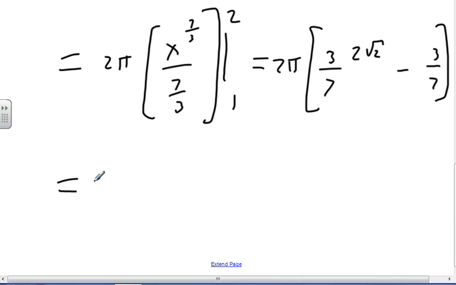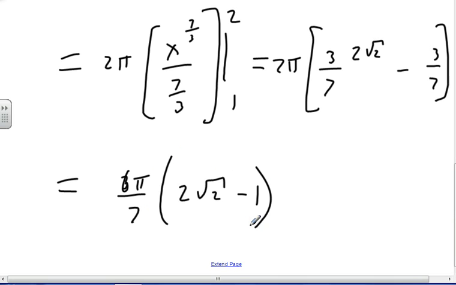Alright, so I got 3/7 times 3/7. Okay, so I can bring that out. So I can have 6 pi over 7 times 2 times the square root of 2 minus 1. This is number 13, they have 5 pi over 6. That doesn't look like 5 pi over 6 to me. So we'll mark it wrong and move on.